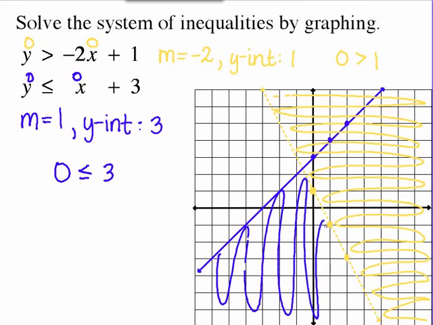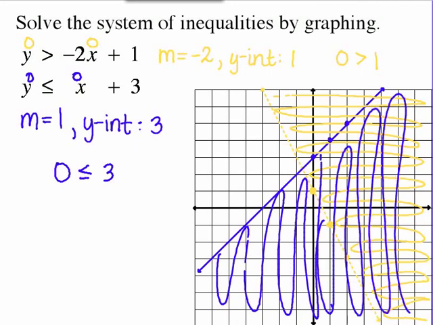Now, when you do this, you're going to notice that there is an area that will be shaded both ways. Do you see that area? That is our solution. Everything in that area that's shaded both ways is our answer.